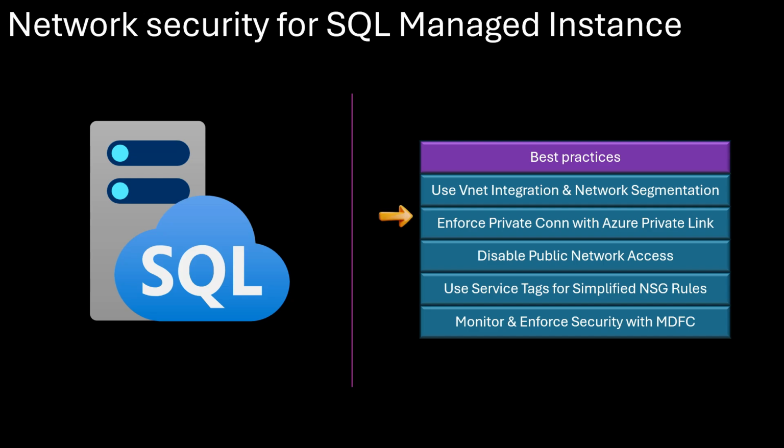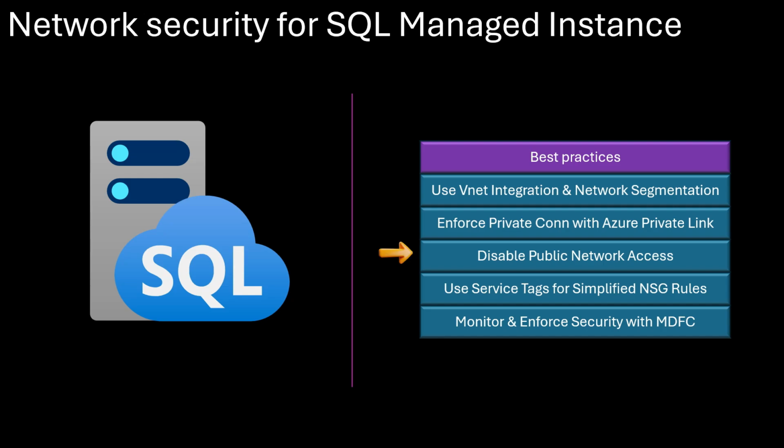Next, you can enforce private connectivity with Azure Private Link. To ensure secure communication, you should deploy private endpoints using Azure Private Link. This restricts database access to only resources inside your trusted network and prevents external exposure.